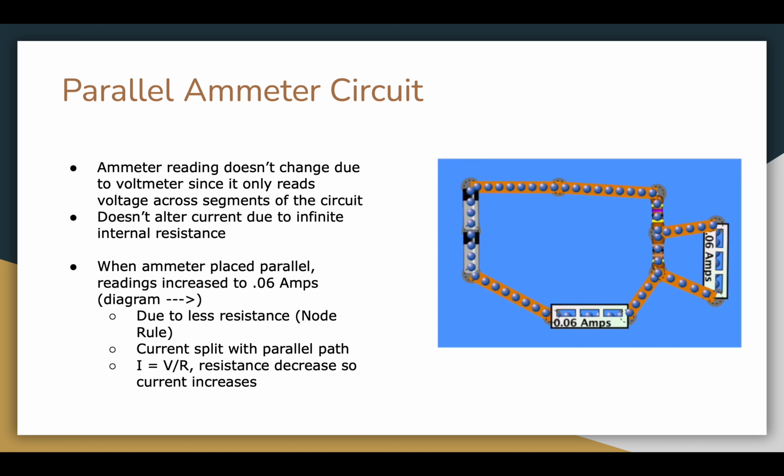While the voltmeter is used to measure potential difference, it does not alter the ammeter reading since it has an infinite internal resistance. If we were to place the second ammeter in parallel with the 100 ohm resistor as shown in the picture, the ammeter readings would increase to 0.06 amps. Due to the node rule, the current is split with a parallel path, resulting in less resistance based on the equation current equals voltage over resistance. If the resistance decreases, the current will increase.